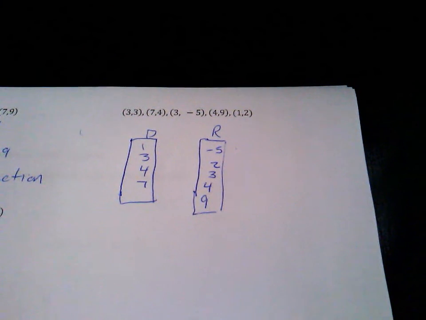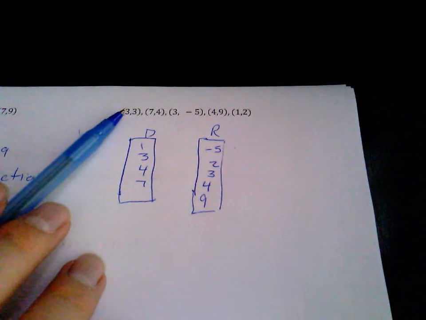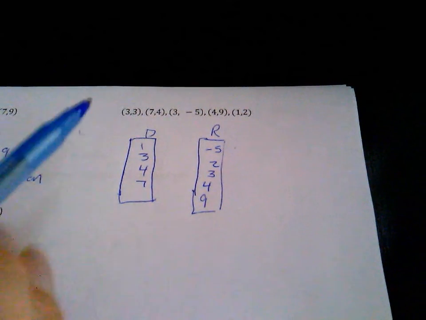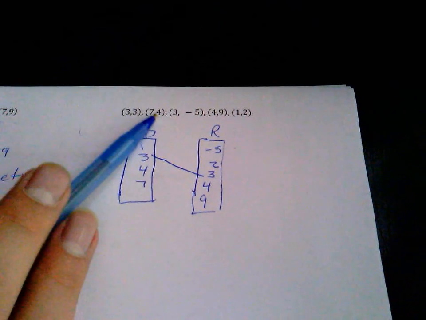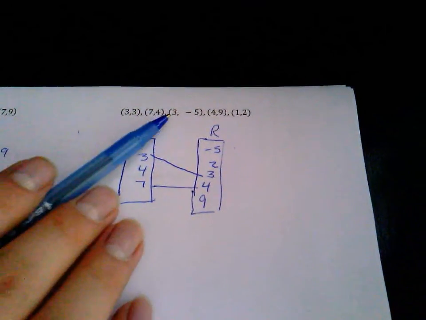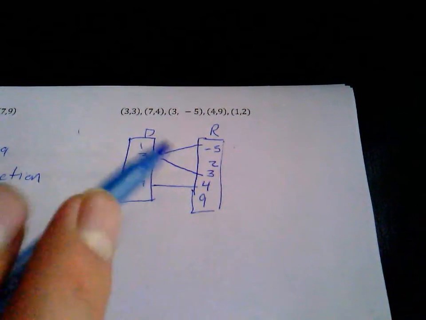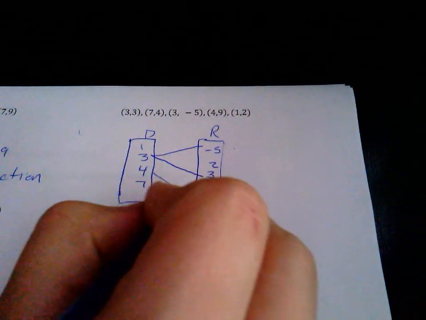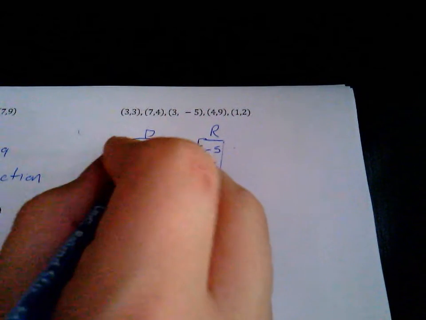Okay. The next step is to connect our stuff. So we're going to go from 3 to 3. We're going to draw a line from 3 to 3. Then it'll be 7 to 4. It'll be 3 to negative 5. It'll be 4 to 9. It'll be 1 to 2.